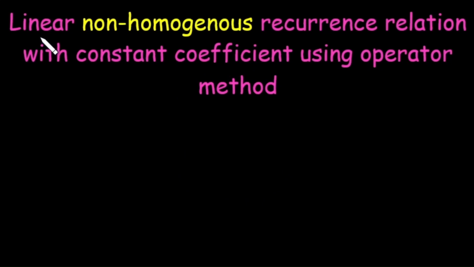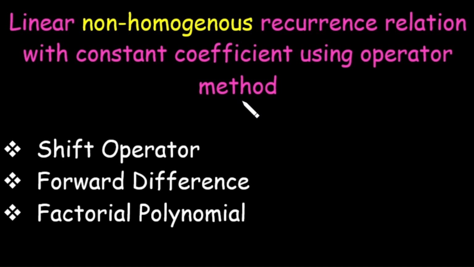Everyone. In this video, we are going to learn how to find the solution of linear non-homogeneous recurrence relation with constant coefficient using operator method. In this case, we are going to use the shift operator. First, we will learn what we mean by shift operator, and after that, we need two concepts, that is, what we mean by forward difference and the factorial polynomial. After covering these three topics, we will move directly towards the solution of linear non-homogeneous recurrence relation.